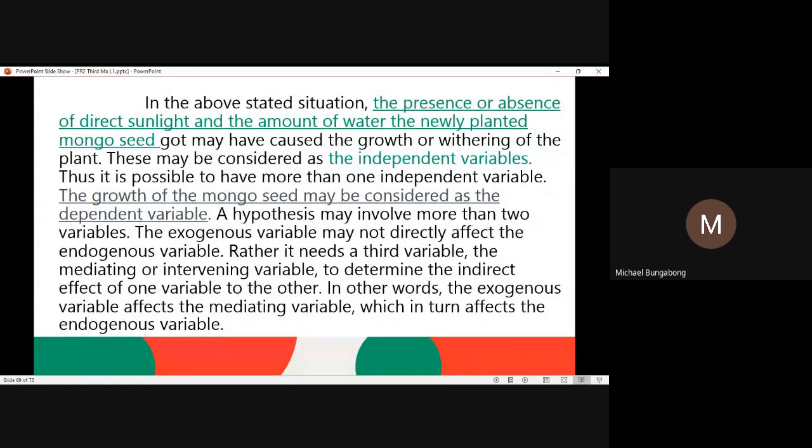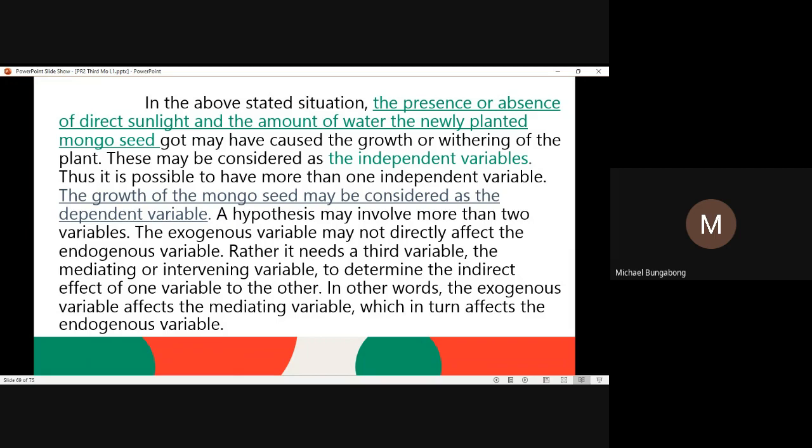Mm-hmm. So I validated all your answers already, though. So you commented all your answers. You also posted that in our Google Classroom. So just to answer the question, class, no, in the above stated situation, the presence or absence of the direct sunlight and the amount of water that the newly planted mungo seed got may have caused the growth or withering of the plant. Okay? Kasi wala siya sa araw eh, under siya ng direct sunlight and nakakalimutan mong diligan.